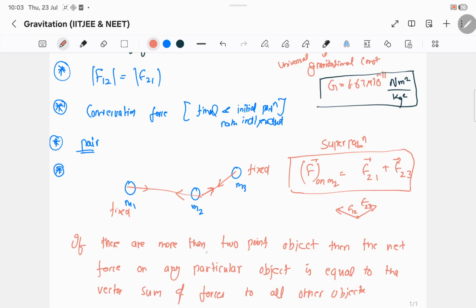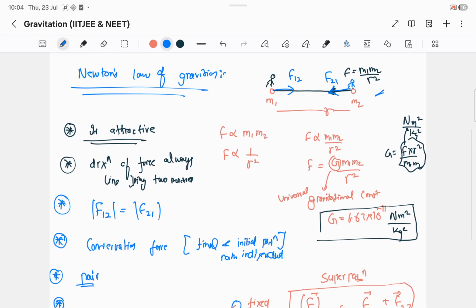If there are more than 2 point objects, then the net force on any particular object is equal to the vector sum of forces due to all the other objects. Okay, so here you must remember this is a vector sum. Then we can apply the laws of vector addition, how we add two vectors: the triangular law of vector addition or the parallelogram law of vector addition. Okay, I'll do one question after this. So I hope you remember these points.